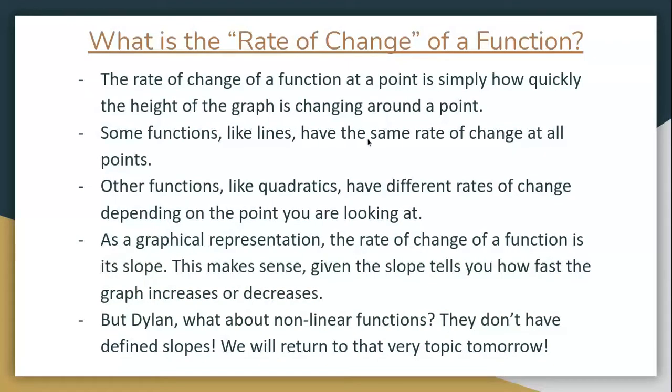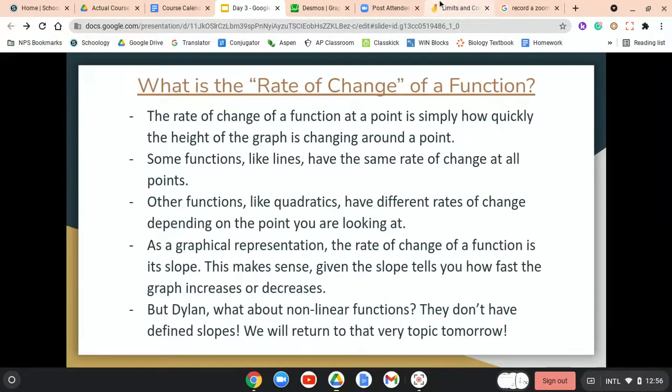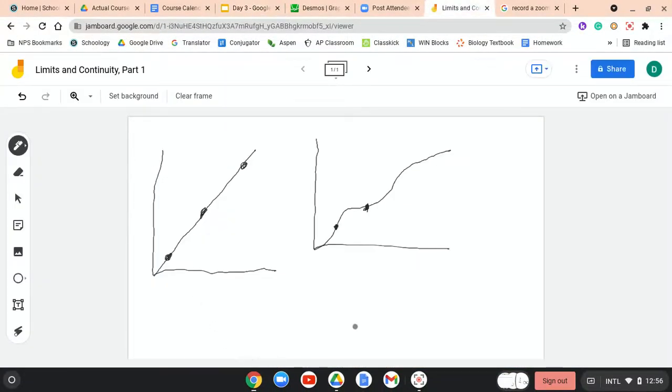Some functions, like I said, like lines, have the same rate of change at all points. Other functions, like quadratics, have different rates of change depending on the point you're looking at. I'll very quickly draw what a quadratic looks like. If you look at the right side of a parabola, it's going to look like this. And you'll notice that the rate of change at this point is greater. The height is changing quicker than the rate of change here, where the height is changing not as quick. So the rate of change for some functions can be different depending where you're looking at.